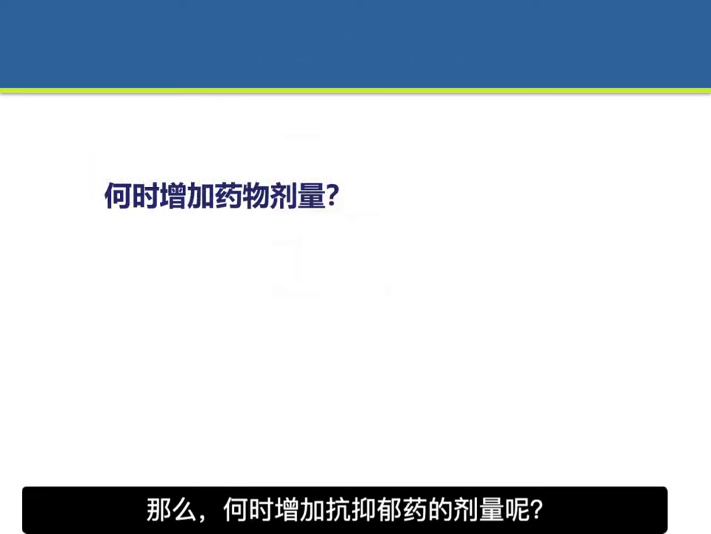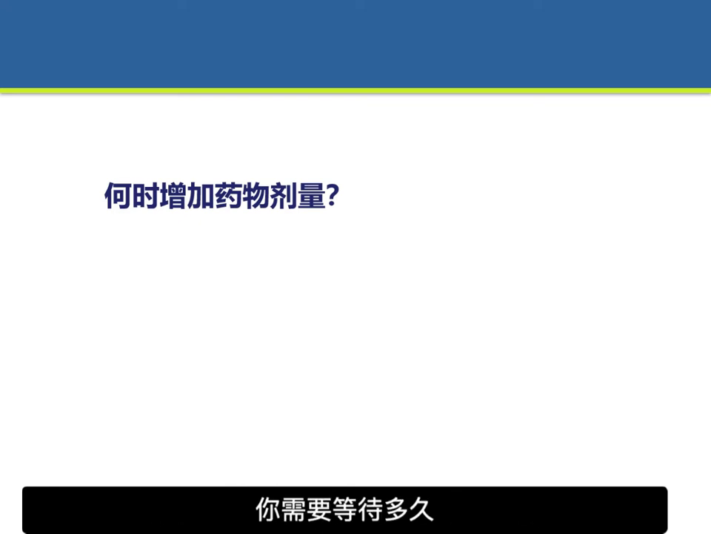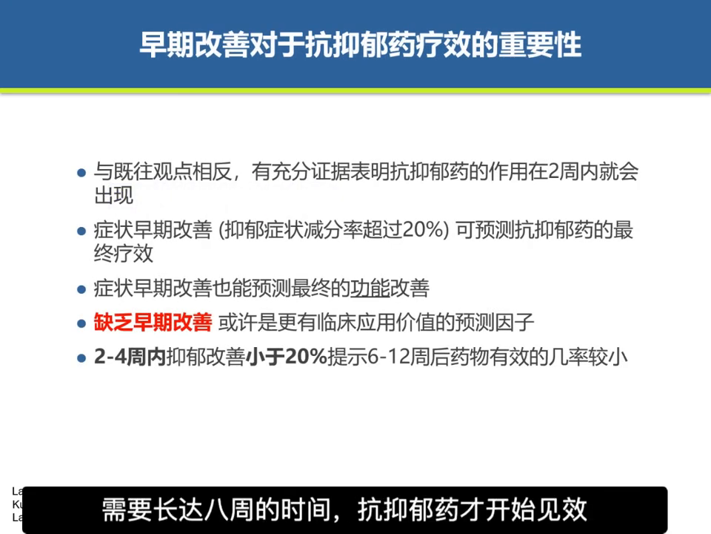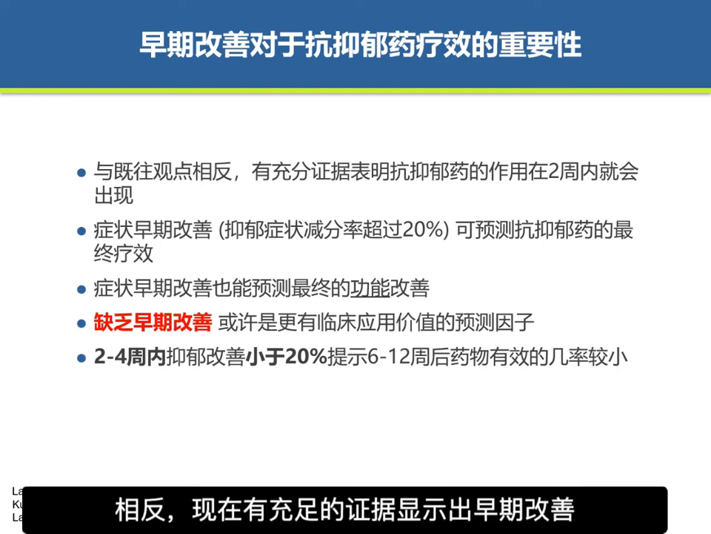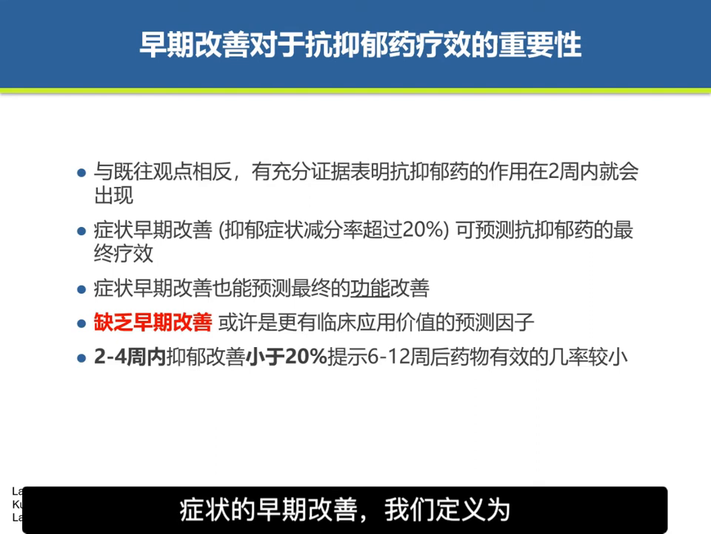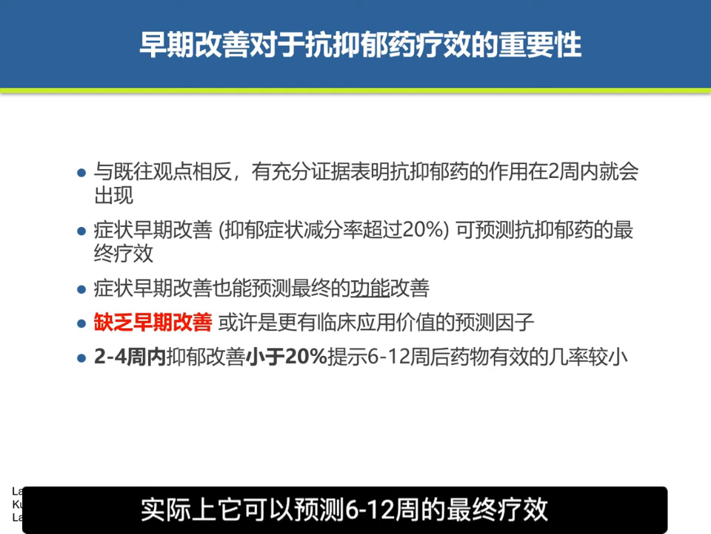Now, when would you increase the dose of the antidepressant? How long would you wait if they were not getting better? Well, in contrast to previous beliefs that it might take up to 8 weeks for antidepressants to start working, there's ample evidence now for early onset of antidepressants within the first 2 to 4 weeks. Early improvement in symptoms, which we define as more than 20% improvement in the depression score, can actually predict the final symptom response at 6 to 12 weeks.